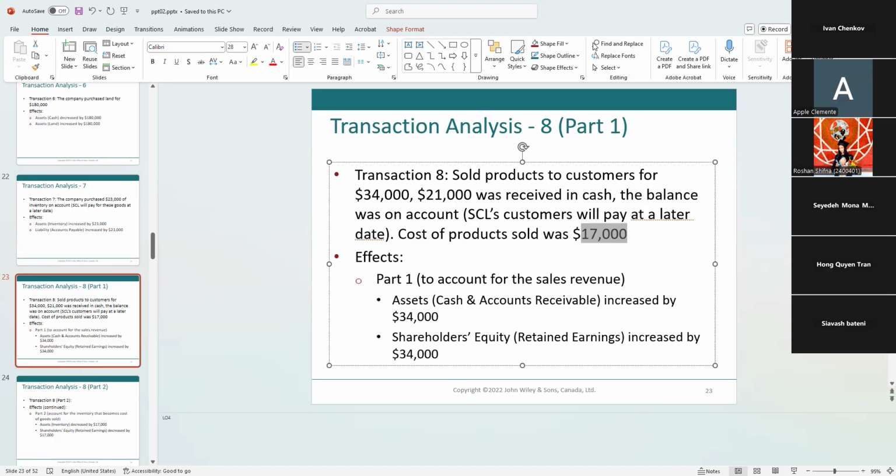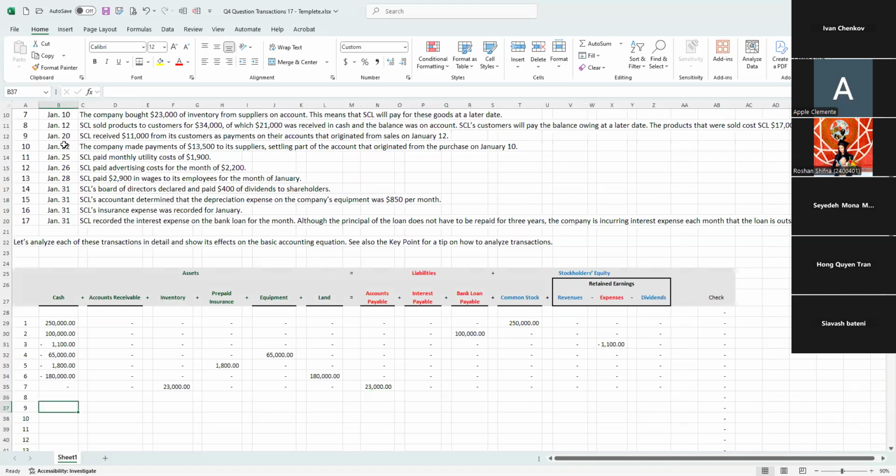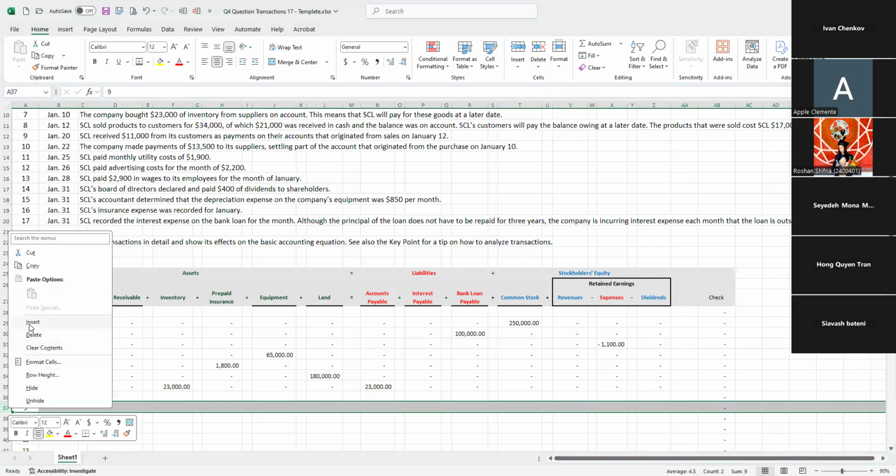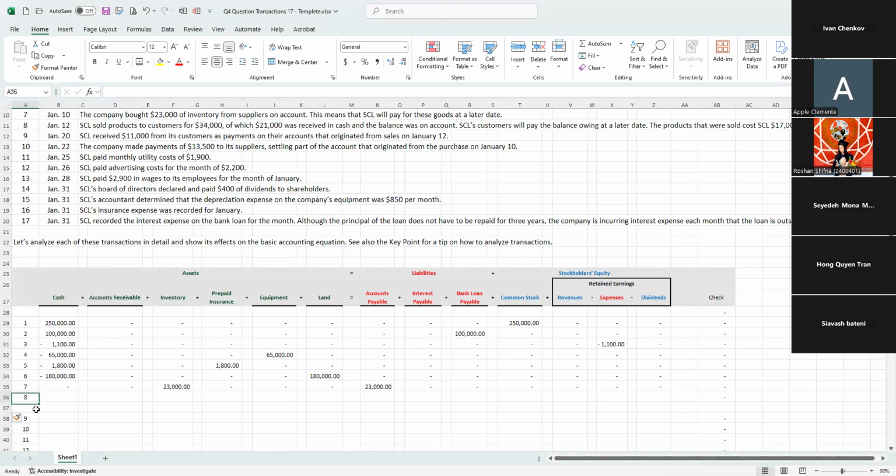Now let's go to our Excel spreadsheet and see what we have to do here. On transaction number 8, we sold the product to customers for $34,000, of which $21,000 was received in cash and the balance was on account. The customer will pay the balance later. The product cost $17,000. So what do we have to do here? I have to insert a line, because obviously I'm going to have two transactions, 8A and 8B.